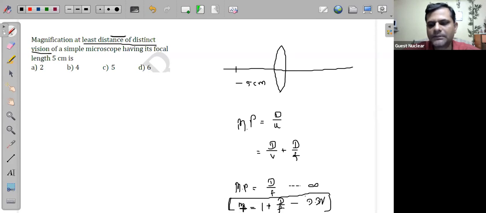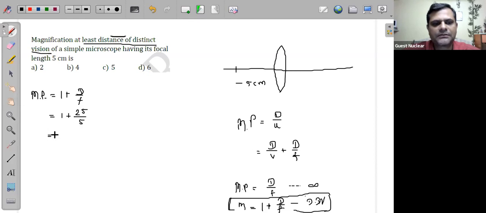Okay, 1 plus d upon f, and if we use that, then we can get the magnifying power of that simple microscope to be simply 1 plus d upon f, where d is going to be 25 as we know already, and this f is going to be 5 centimeter here.